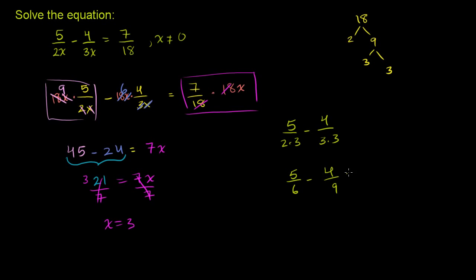We want to find a common denominator. 18 is the least common multiple of 6 and 9. So let's put it over 18. 5/6 is the same thing as 15 over 18. Multiply the numerator and denominator by 3. 4/9 is the same thing as 8 over 18. Multiply the numerator and denominator by 2. 15 minus 8 over 18 is equal to 7 over 18. So it works out. 5 over 2x when x is equal to 3, minus 4 over 3x when x is equal to 3, is indeed equal to 7/18. So we're done.